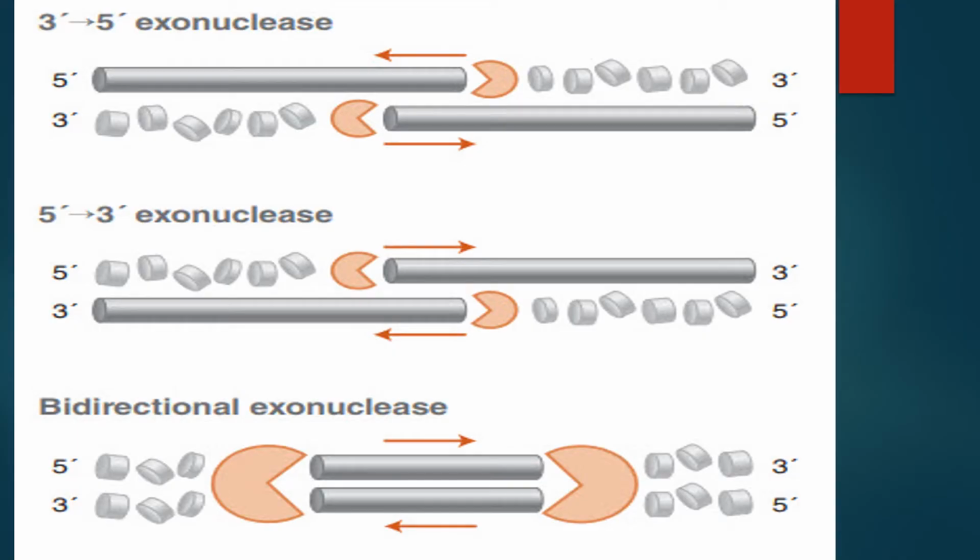In this slide, we can see a picture which represents the mechanism of nucleases. The first picture represents lambda exo, where the nuclease cuts from 3' to 5'. The second picture represents Exo 3, where the nuclease cuts from 5' to 3'. The third picture represents Bal31, where the nuclease cuts from both the ends.